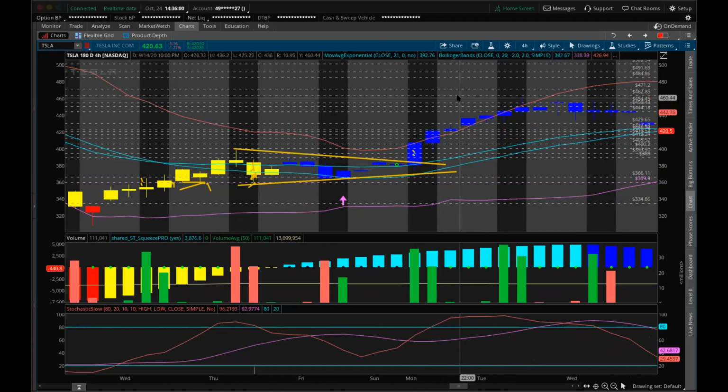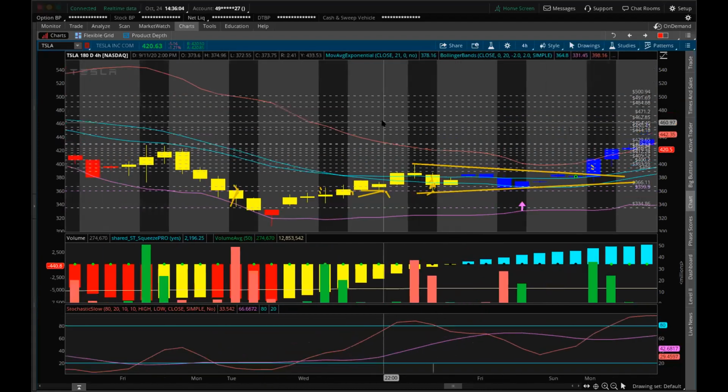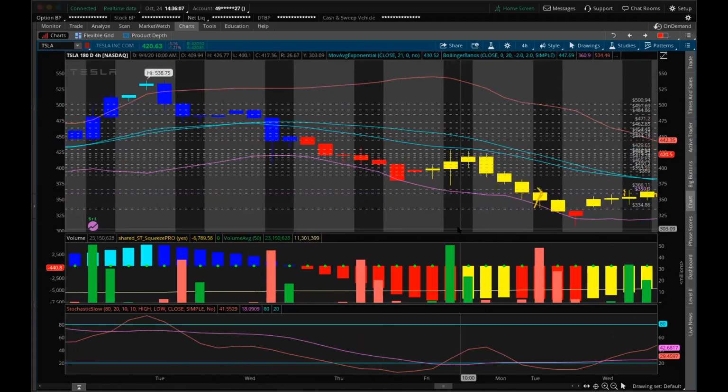The sell signals are when the arrows are pointing down above the candlesticks. Real quick, to build on what I just said earlier.